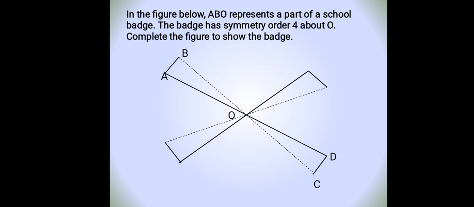In the figure below, A and B represent part of a school badge. The badge has symmetry of order 4 about O. Complete the figure to show the badge. Now the figure was just the points O, A, B, C, D. That was the figure, the points that are named. So the points that don't have letters are the points I completed to make that figure have a symmetry of order 4.